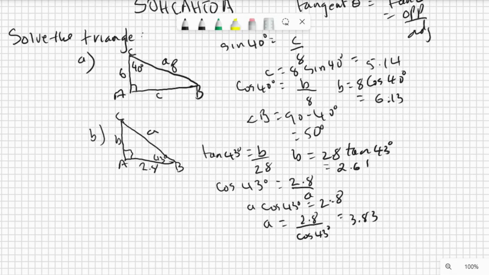So now we found a, we found b. We have to find angle C. Since angle A is 90, angle B is 43, angle C will be 90 take away 43, which is 47 degrees. Okay, so these are the primary trig ratios. So we need basically these ones here to find any other angles.